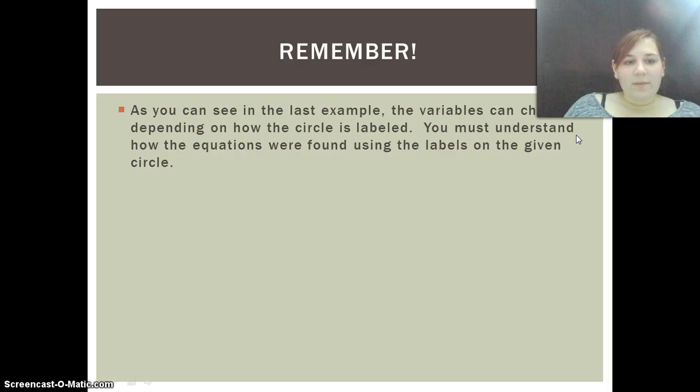I just want you all to remember, as you can see in the last examples, the variables can change depending on how the circle is labeled. You must understand how the equations were found using the labels on the given circles. So know that if you have an outside angle, you want to do the upper arc minus the lower arc.